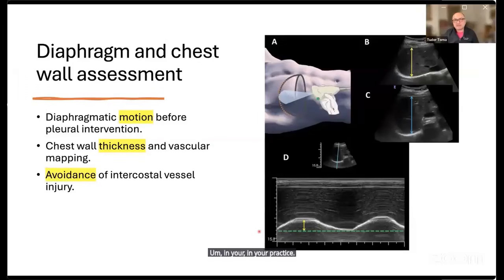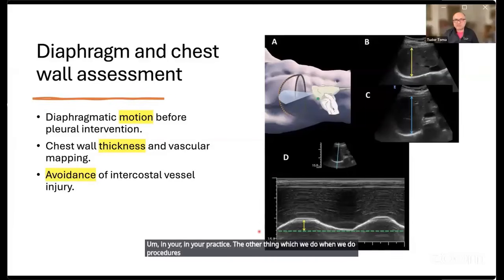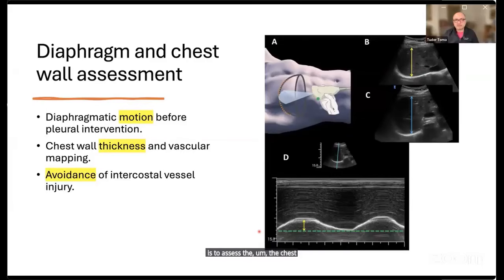The other thing which we do when we do pleural procedures is to assess the chest wall thickening and also the vascularization of the chest wall.